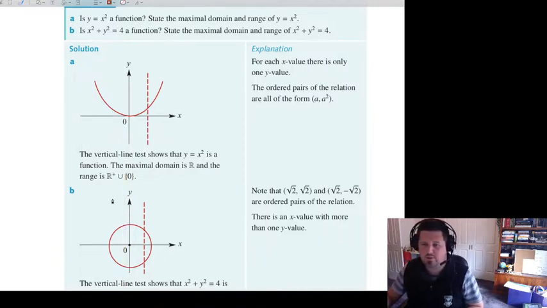Cool. How cool is that vertical line? Really easy to test to see whether it's a function or not. Just run it across. If it cuts once at any point, it's a function. If it cuts more than once, it is not a function. So straight up, this is not a function.